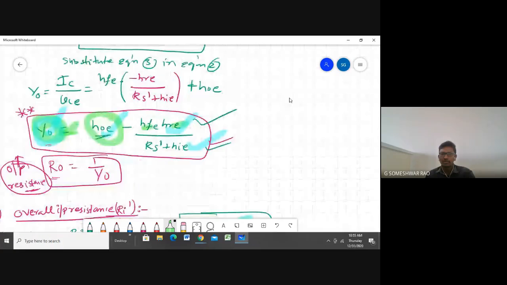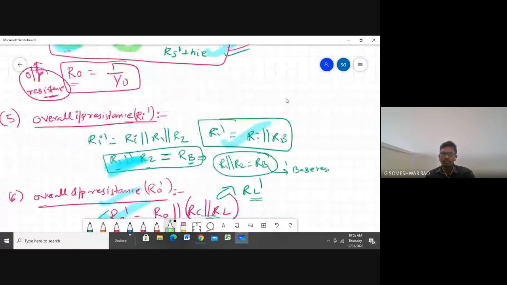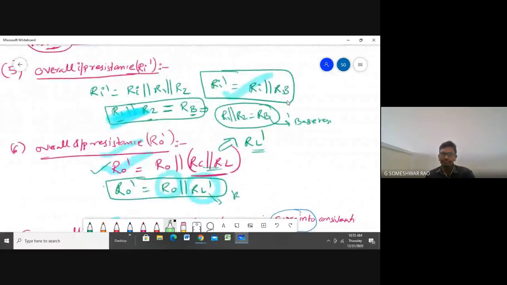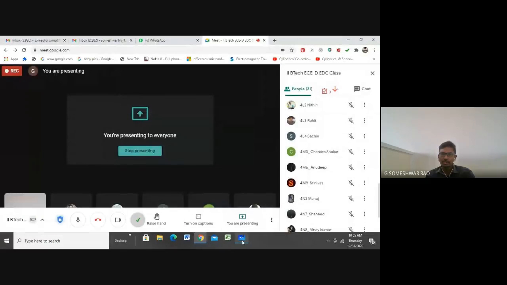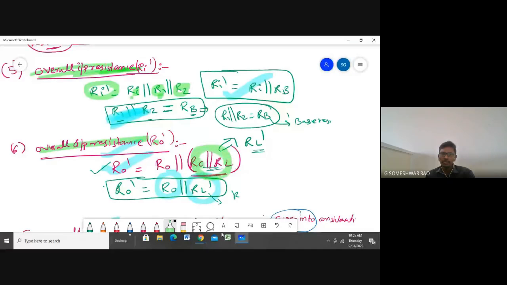I told you to write all the formulas in one place. Have you written them? Overall input resistance Ri dash is equal to R1 in parallel to R2 in parallel to Ri, and overall output resistance R naught dash is equal to R naught in parallel to RC in parallel to RL. That RC in parallel to RL we call RL dash. Therefore R naught dash is equal to R naught in parallel to RL dash. So this is what we have discussed.